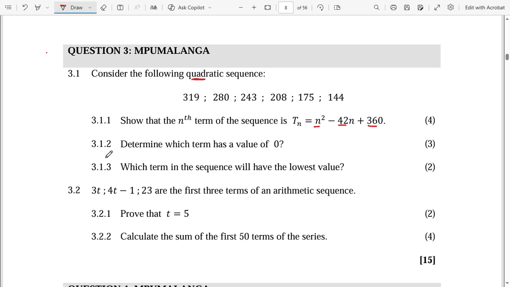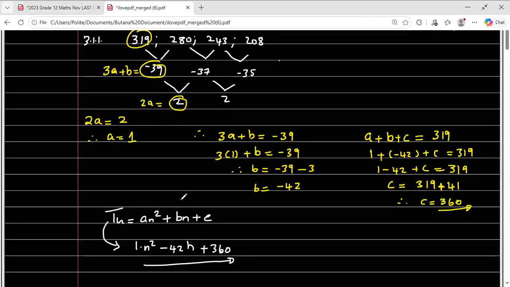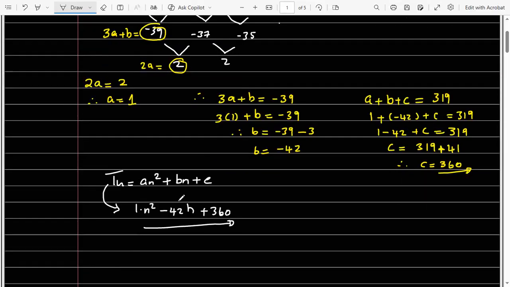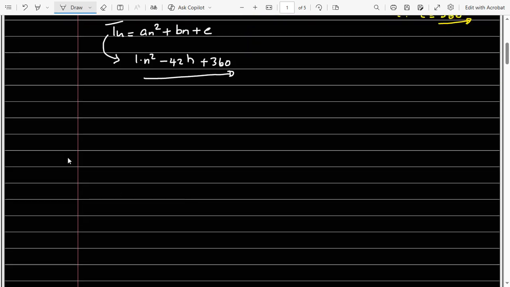The next question says determine which term has the value of 0. Guys, when you get this type of question, which term, you just know that whatever they are asking, when they say determine which term has the value of 0, this 0 will be your Tn. So on your equation where there's Tn, you substitute 0 and solve for n. I hope that makes sense, okay? So let me write my 3. This will be 3.1.2.